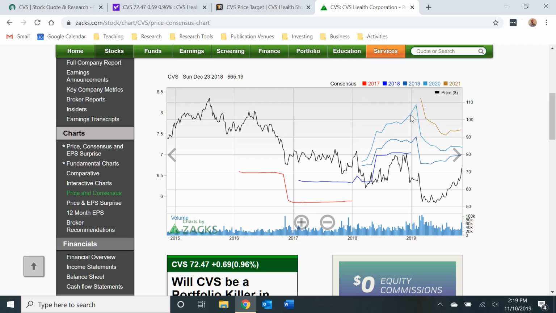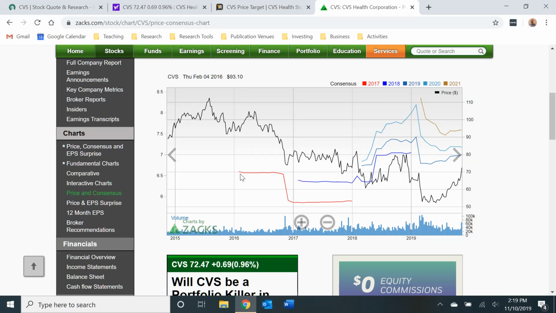It might take a moment to load. It's a little slow loading on this site. This black line here is the price of CVS. And over here on the right side, you can see the prices. So right now, CVS is right about 72. So that black line is right there. And then we have these different colored lines with a legend up here at the top, and those correspond with this left-hand key right here.